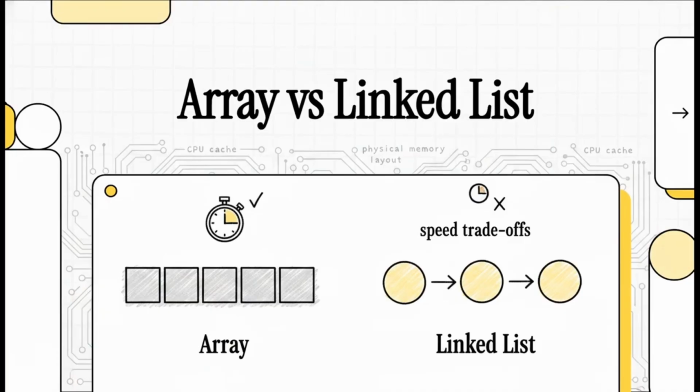Today, we're staging a massive heavyweight showdown between two absolute foundational giants in C programming, arrays and linked lists. Now, we're not just going to look at simple syntax here. No way. We're going way beyond that. We're pulling back the curtain to look at physical memory layouts, the brutal reality of speed trade-offs, and we're even going to dive deep into the CPU cache to find out which of these structures is the true heavyweight champion. It's a wildly fascinating comparison, and by the end of this, you're going to know exactly how your computer handles data behind the scenes. So let's get into it.